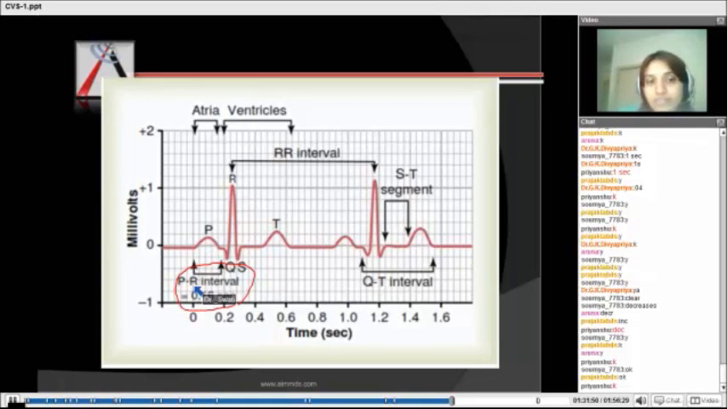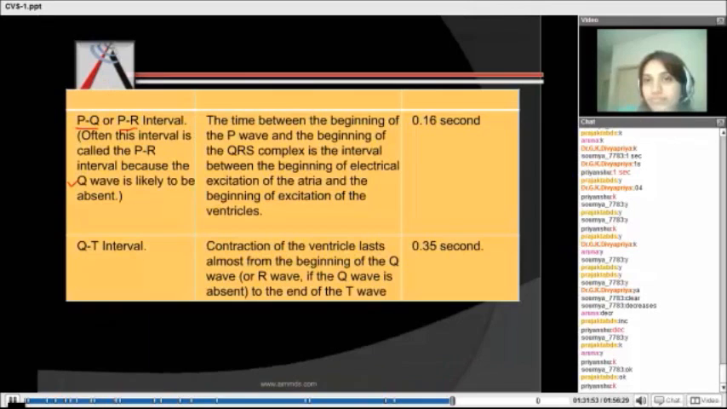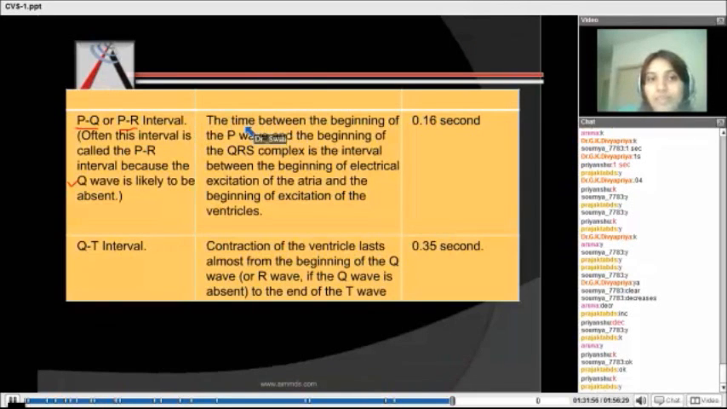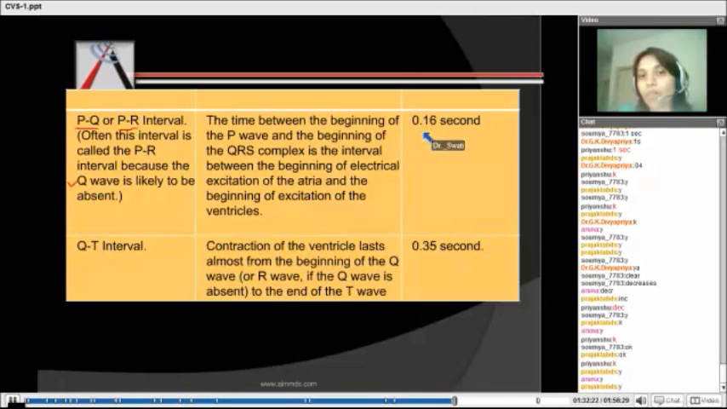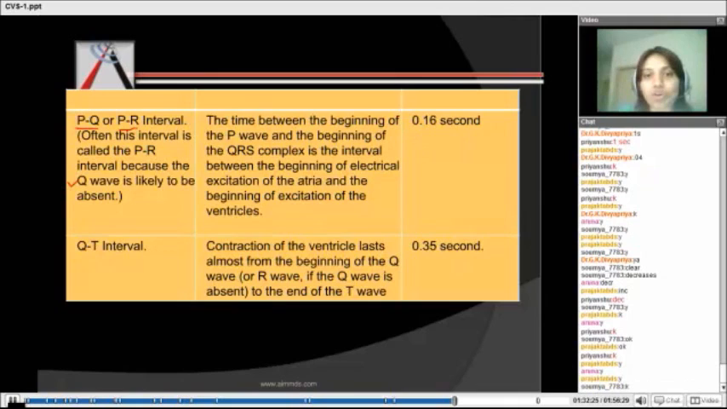Right? This is the time between the beginning of the P wave and the beginning of the QRS complex. It is the interval between the beginning of the electrical excitation of the atria and the beginning of the excitation of the ventricle. We already know that the P wave is the excitation of atria and QRS is the excitation of the ventricle, so we obviously can make this definition. We need not mug this up, right? That is approximately 0.16 second and it is your duty to remember this. I can't help you with that.